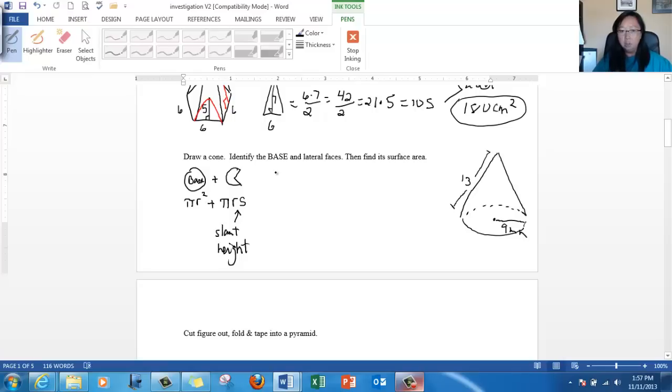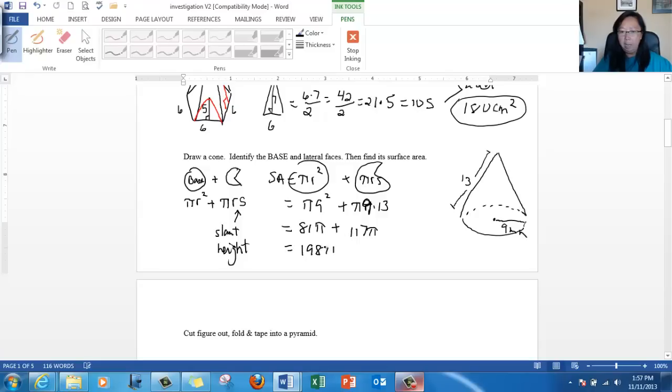So we just plug it into this formula. Surface area is pi r squared, which is a circle, added to the pi r s, which is the Pac-Man piece. So I plug in the numbers. Radius is 9. Slant height is 13. Whoops, this is 9. So this is 81 pi. What's 9 times 13? 117 pi. These are like terms. I can add them. What's 81 plus 117? 198 pi millimeters squared.